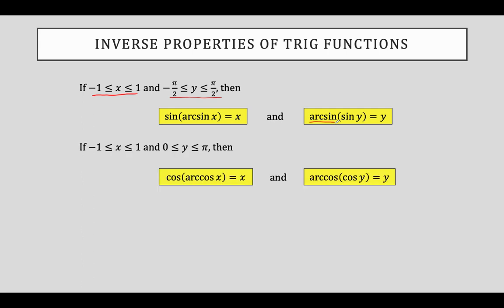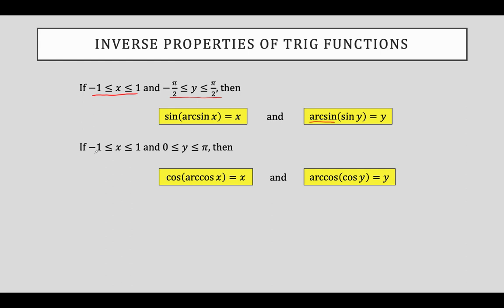If -1 is less than or equal to x, which is less than or equal to 1, and 0 is less than or equal to y, which is less than or equal to pi, then the cosine of the arccosine of x is equal to x. Again, inverse operations cancel each other out. We take the cosine of arccosine, we cancel it out, we're left with x. The arccosine of the cosine of y, inverse operations, they cancel out, and we are left with y.